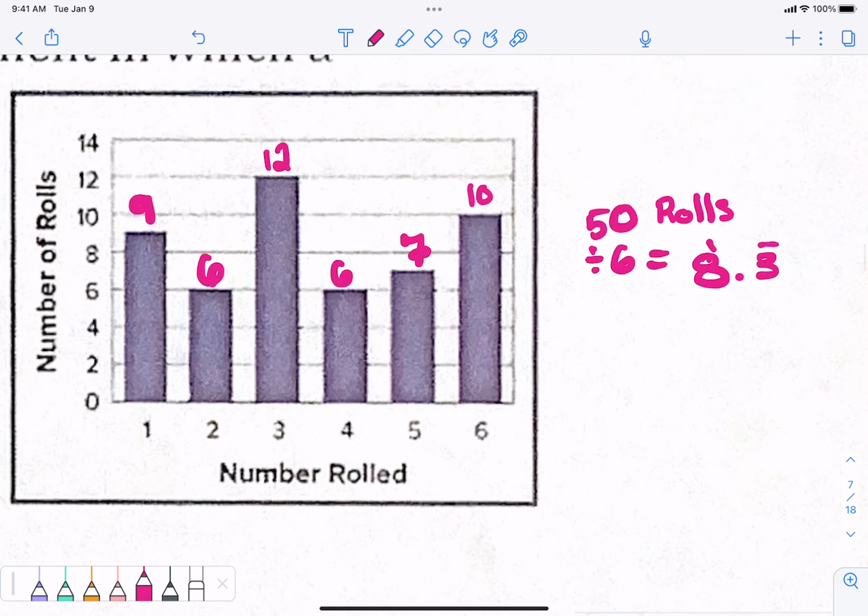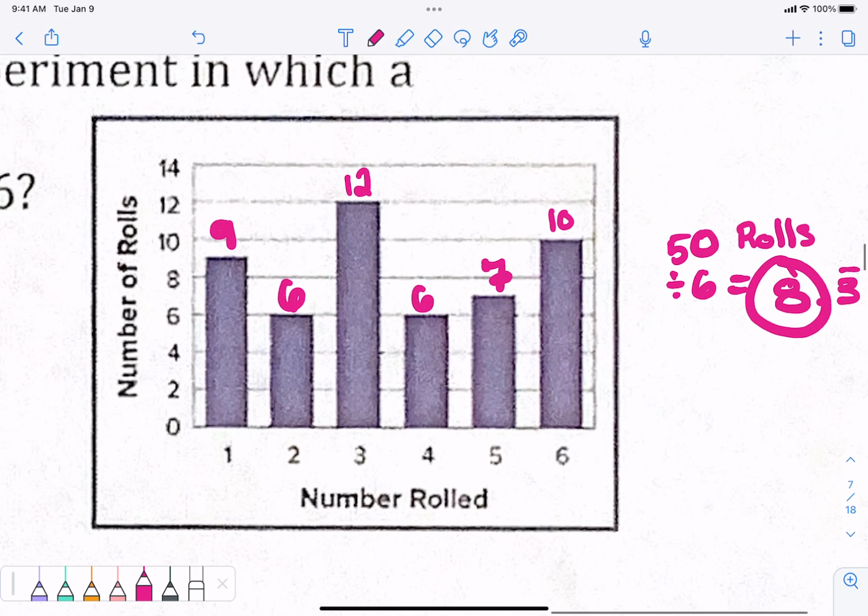But that's not actually what happens. In theory, they should show up about 8 times a piece, right? But that's not what actually happened, because a 3 was rolled way more than that, 12 times. A 2 and a 4 were rolled only 6 times, right? So this is the experimental probability. This is the theoretical probability. In theory, it should be about 8 times a piece, right? But experimental probability is the other way. So let's answer these questions.